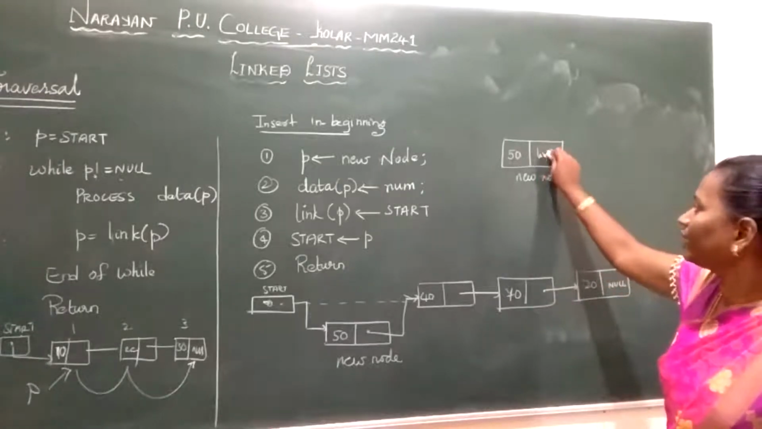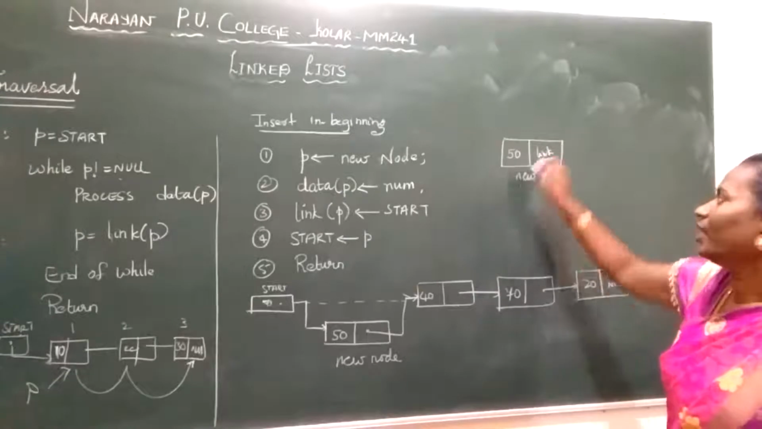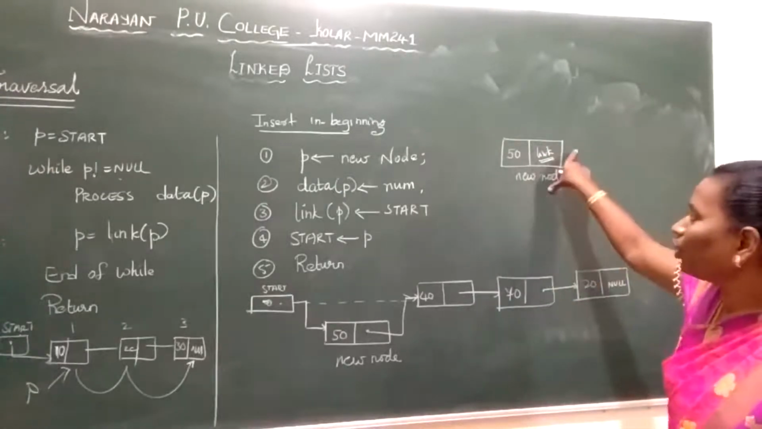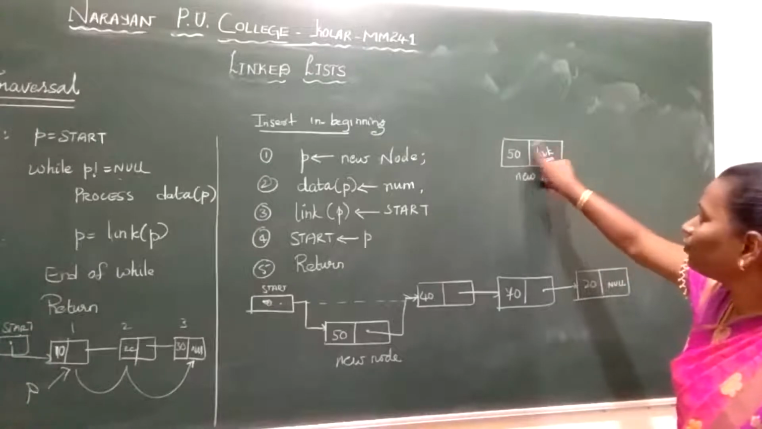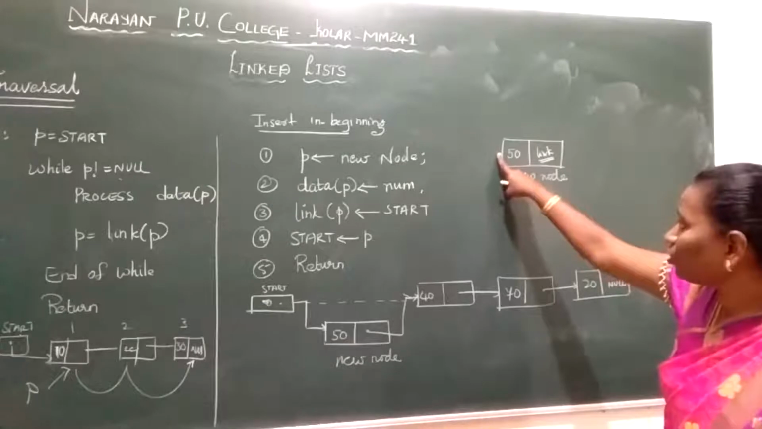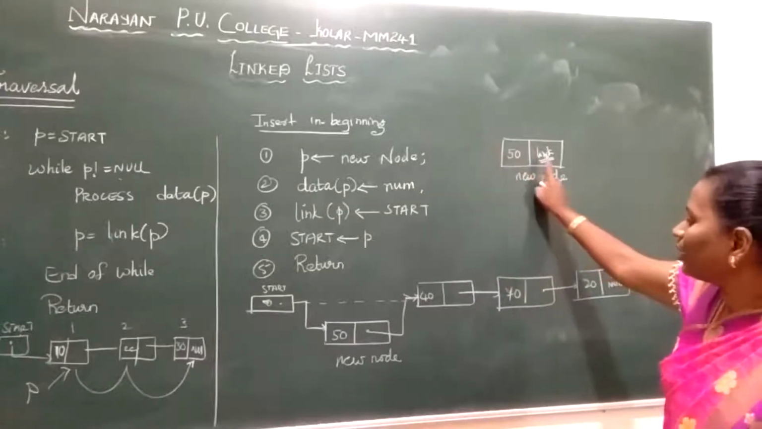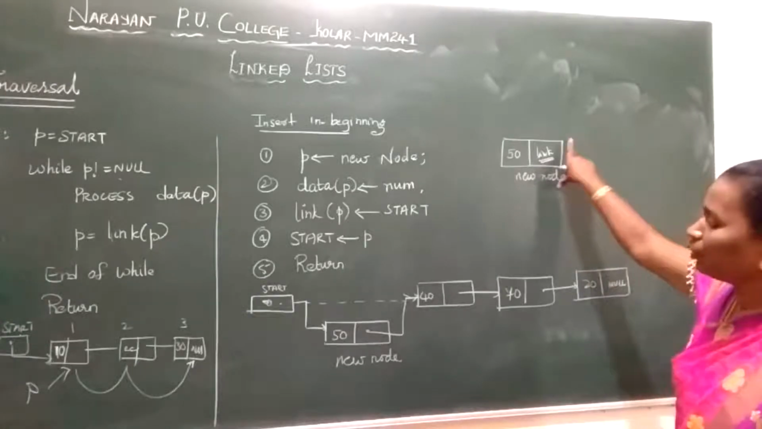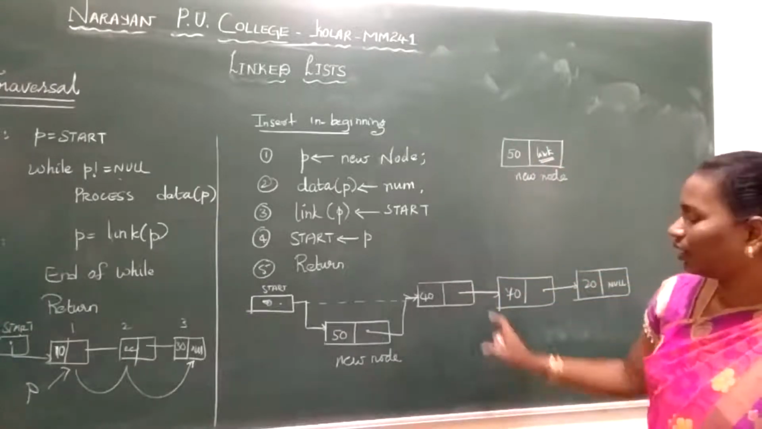Here I have the link. In the link field we have to decide where it has to link. Now this is a new node I created. First we have to fill it with the information. Next, give the address of the new node to the start, and give the link field to the next node. Like this we can link a new node to the given linked list.